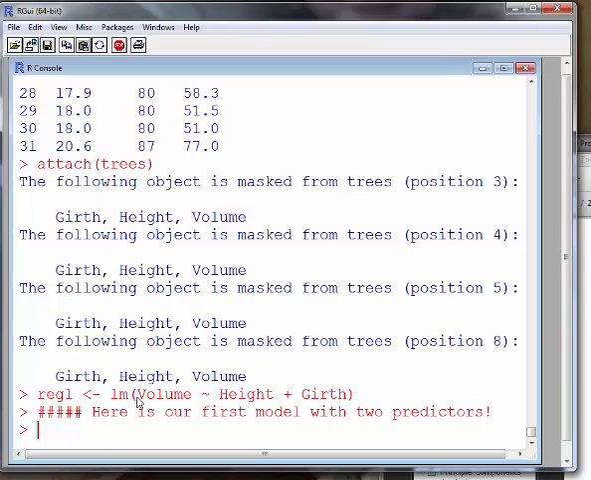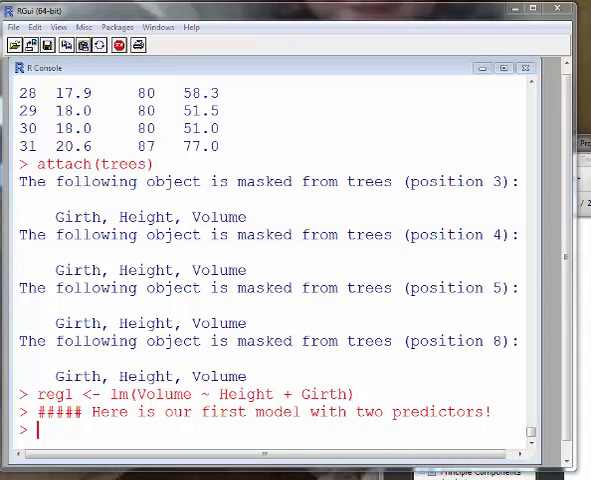Here I'm going to have volume versus height plus girth. Essentially, it looks like y equals some intercept plus height variable times a constant plus girth variable times a constant. So I'm trying to model the volume based on these two predictor variables, or these two independent variables. My linear model here would probably be something like a plane slicing through 3-space.